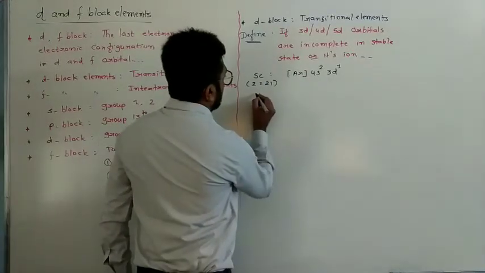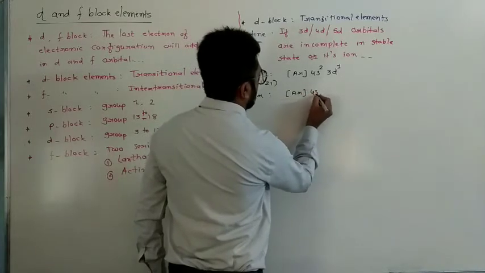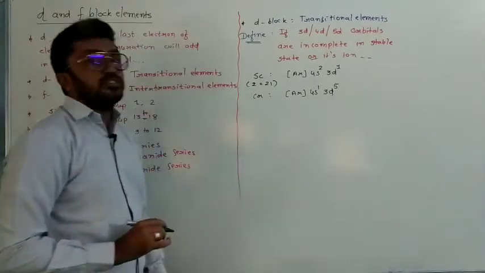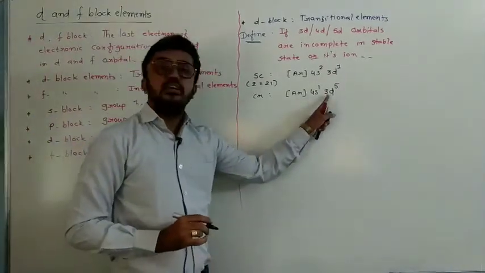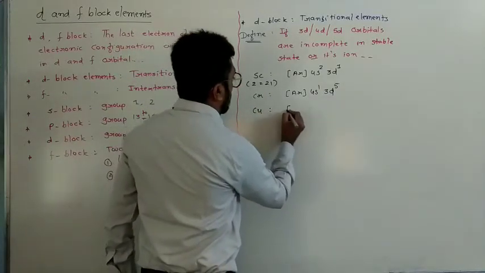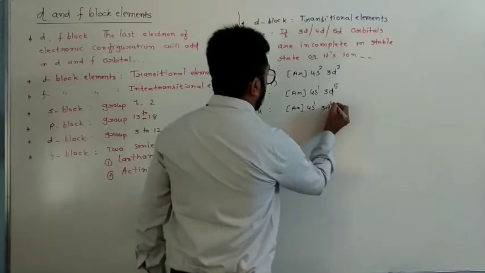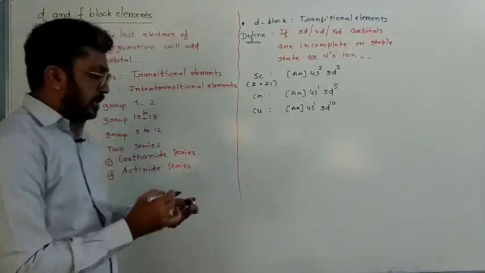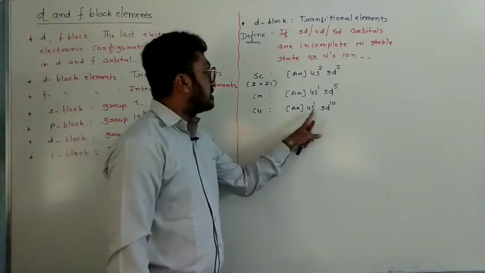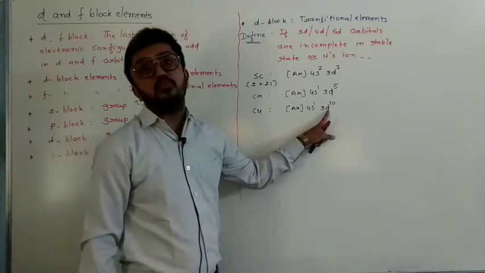Okay, then chromium, argon 4s1 3d5. So chromium is a transitional element because it has an incomplete 3d orbital. Okay, now discussing copper, 4s1 3d10. On the basis of the electronic configuration of copper in its stable state, we can easily say that this is not a transitional element because the d orbital of copper is packed.